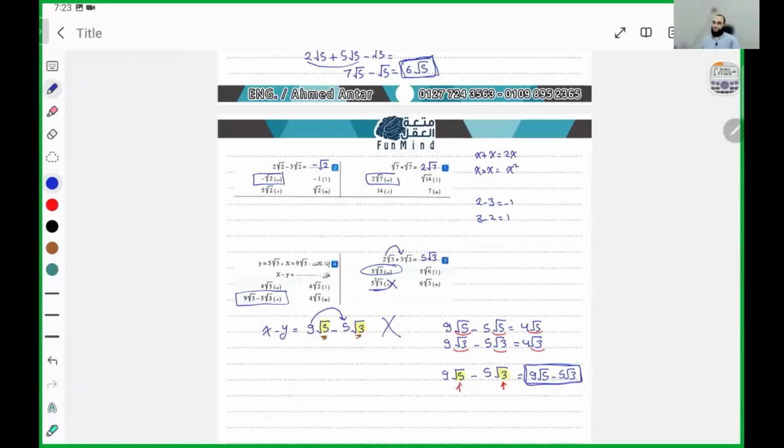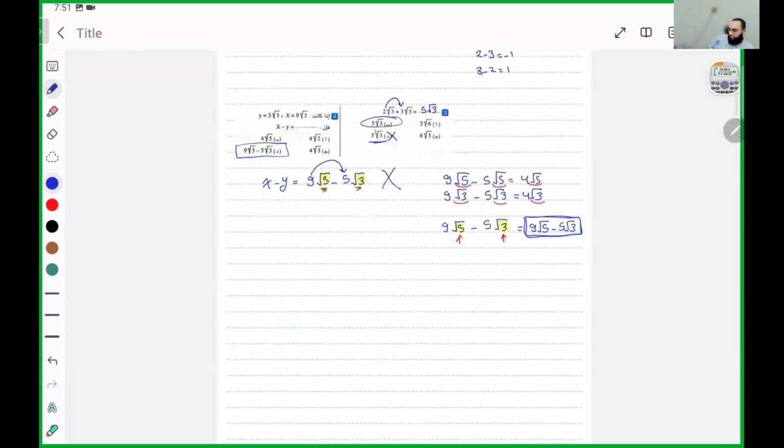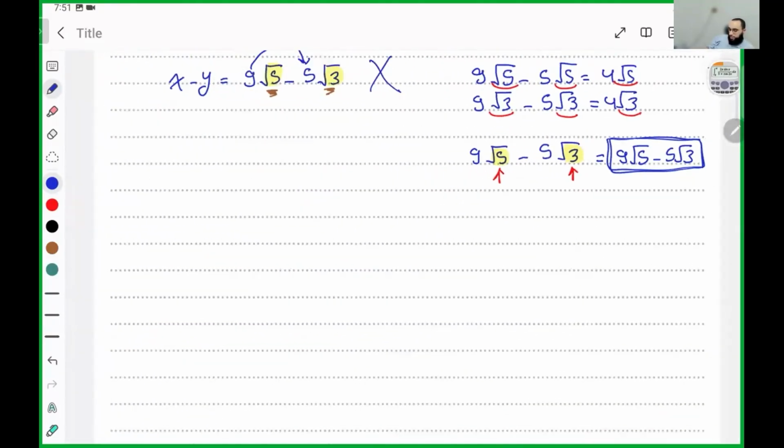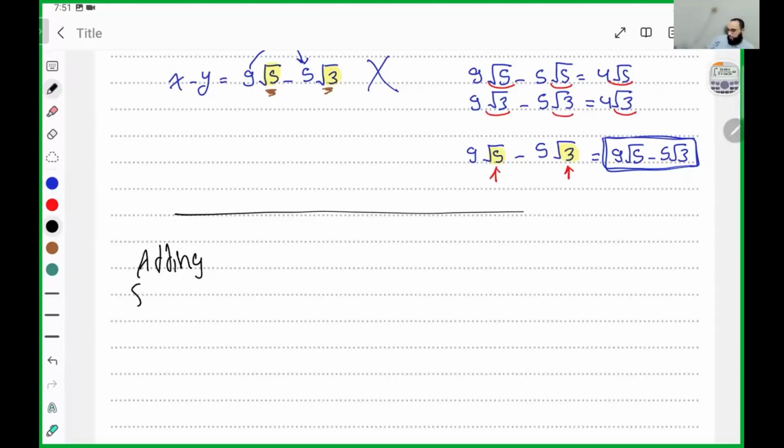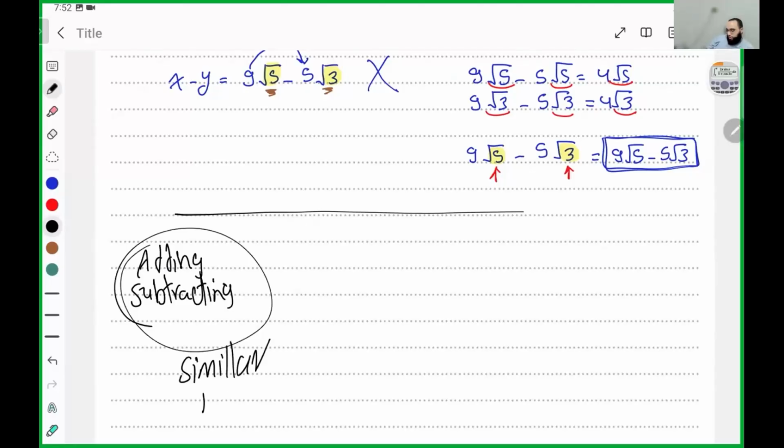Assalamu alaikum. So right now, we talked about adding and subtracting. And the most important thing in adding and subtracting is that they must be similar roots. Right now, let's talk about multiplication and division.